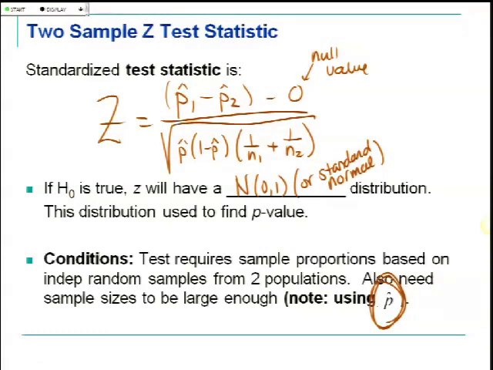Just like your test of hypotheses next week, if you're checking the conditions, check n times p naught, the null value, not p-hat. So here we use the common p-hat. Make sure under H naught we'd expect at least 10 yeses and nos in each sample. All right, let's try it out.